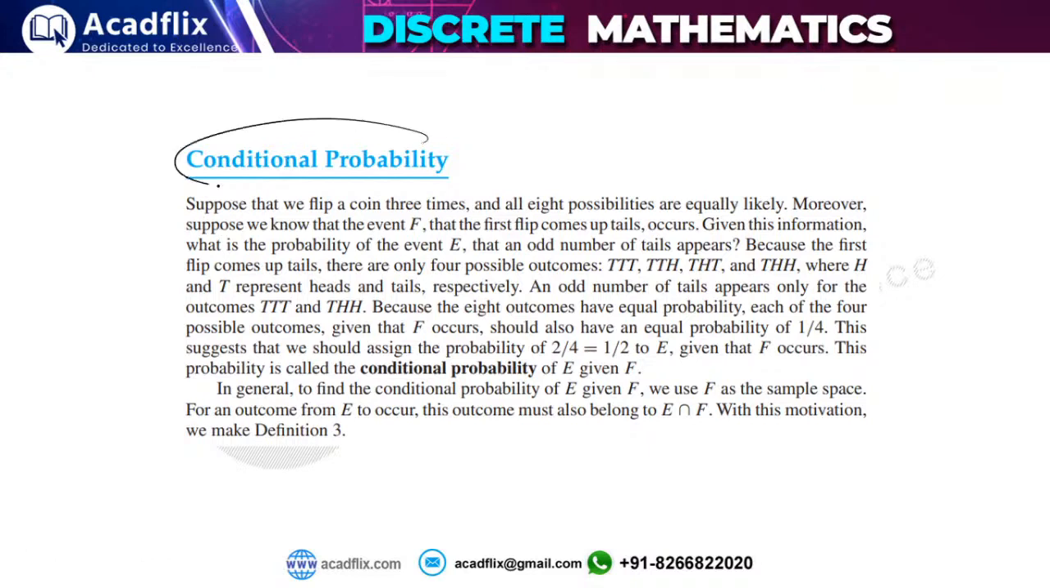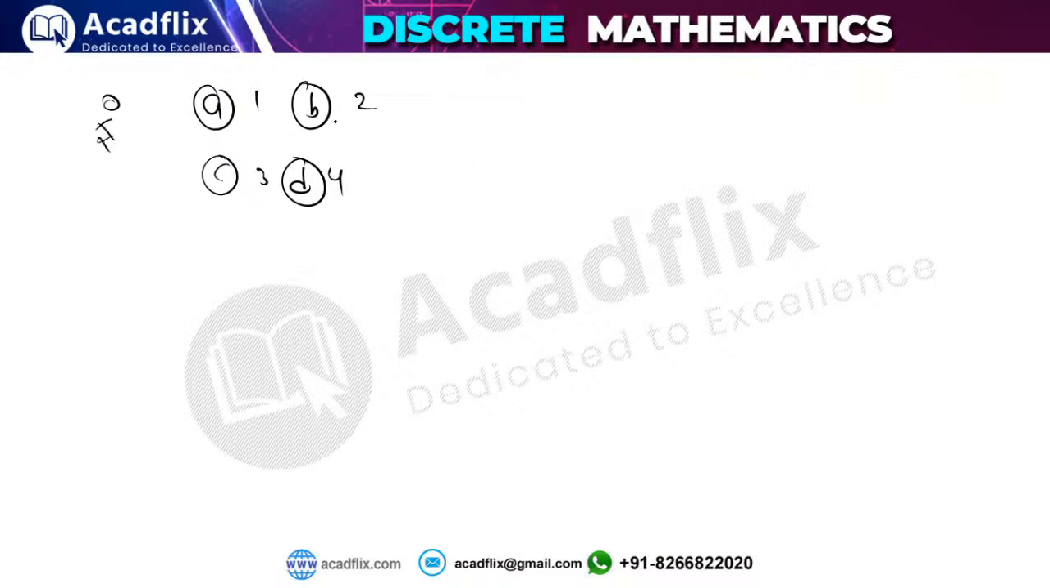So what is this conditional probability? Let's take one example. Let's assume you are giving some exam, and 4 options are there, A, B, C, D. Okay, and now the options are like this: 1, 2, 3, 4. These are the 4 options. So you are giving this exam but you don't know this question. How to solve this question? You don't know anything about this question.